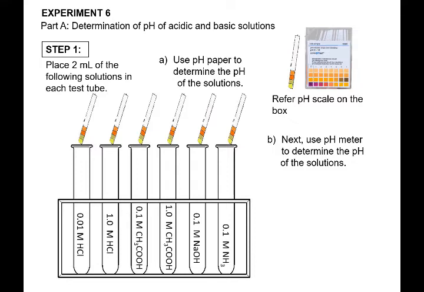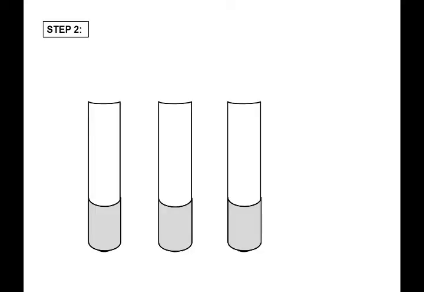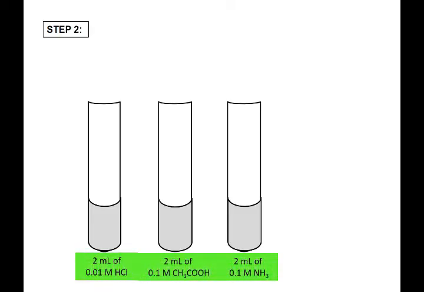Next, use a pH meter to determine the pH of the solution. Step 2. Prepare 3 test tubes and fill the test tubes with 2 ml of each of the following solution. Then, add 2 drops of methyl red to each test tube.